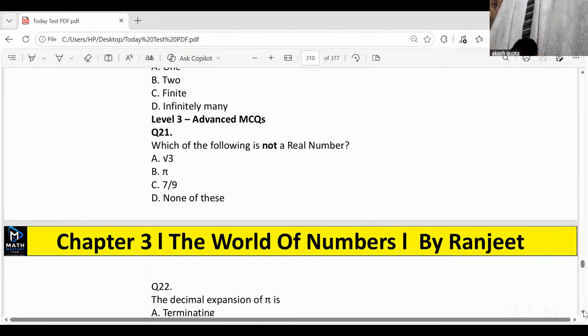If I change the statement to which of the following is not a rational number, then what's your answer? Pi and root 3, both. If I say which of the following is not an irrational number, then what is your answer? 7 upon 9. Okay.